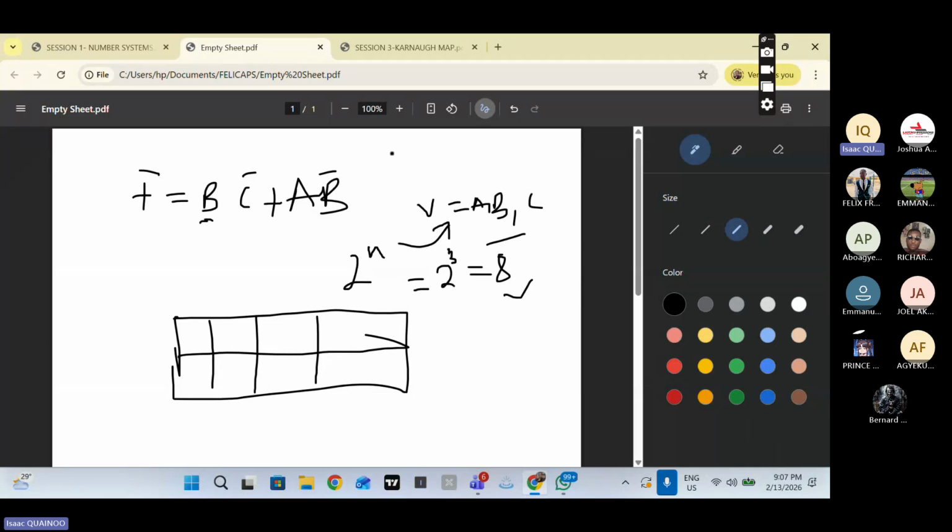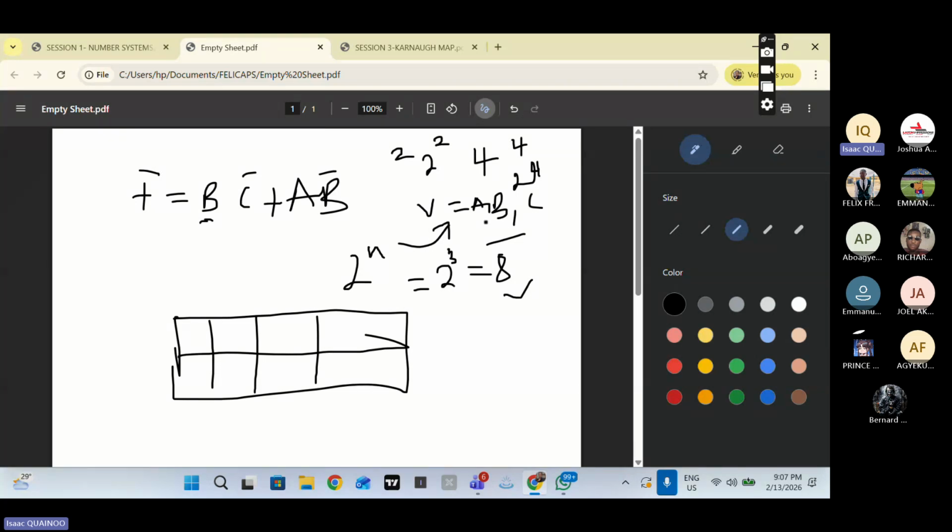So assuming the number of variables in your expression is 2, then you are going to need 2 raised to the power 2, okay, which will be a square K-map, which will contain only 4 boxes, or 4 values inside. So if you have maybe 4 different variables, then you are going to need 2 raised to the power 4, okay, to work with this particular way.